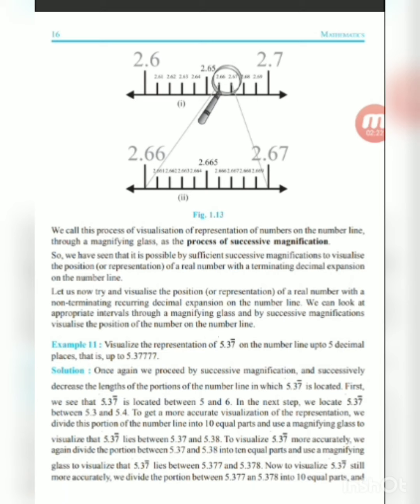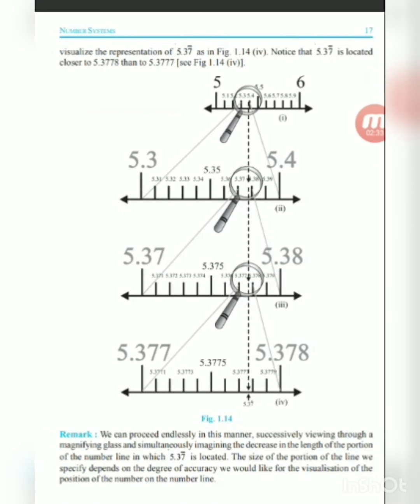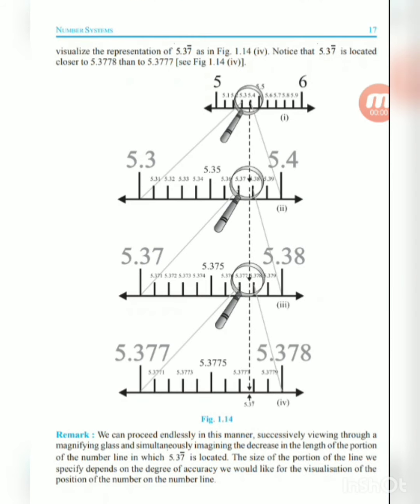Now to visualize 5.37 bar even more accurately, we divide the portion between 5.377 and 5.378 into 2 equal parts and visualize the representation of 5.37 bar. Now we see figure 1.14. In figure 1.14, note that 5.37 bar is located closer to 5.3778 than to 5.3777.